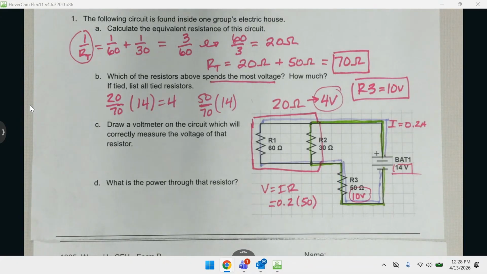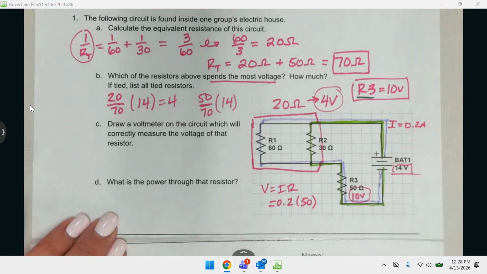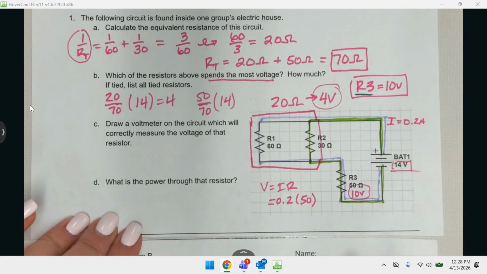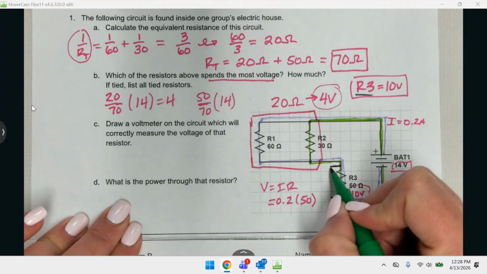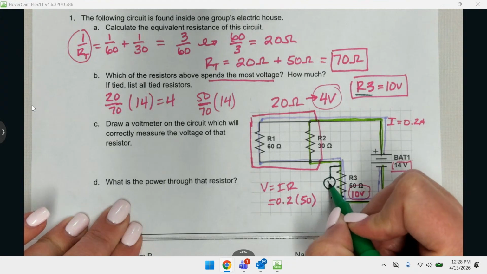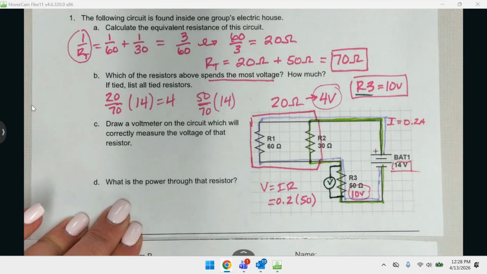Okay, it's talking about the resistor right above, R3. So you should have drawn a voltmeter that measures the change in the circuit around R3. Your voltmeter should look like this. It should be connected in parallel around the resistor. You didn't have to draw it right around it. If you put one here and then one here, it's the same thing.